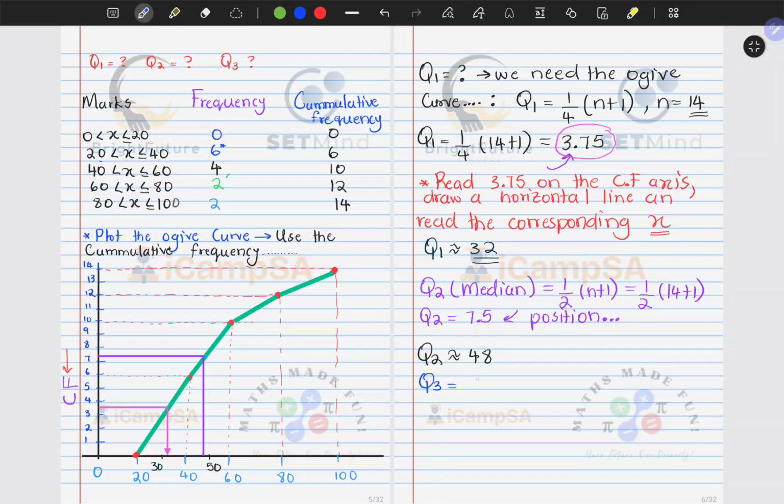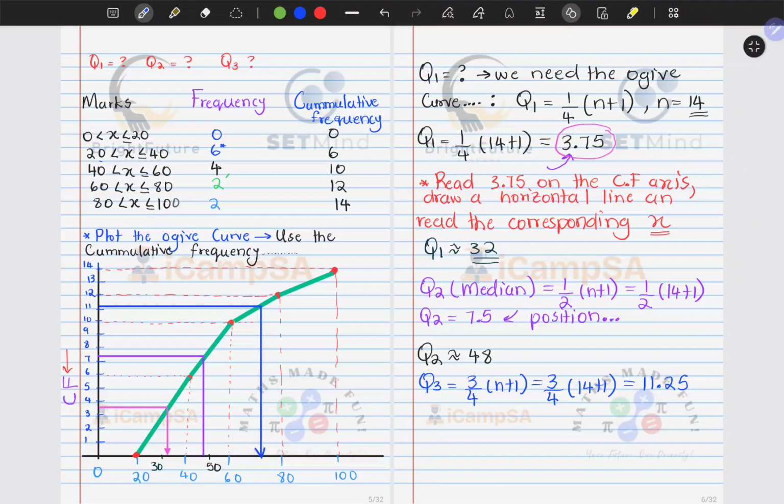So Q3, you know that it is given by 3 over 4 into n plus 1, which is 3 over 4 times 14 plus 1. And that is going to be, let's quickly do the calculation, 3 over 4 times 15. And that becomes 11.25. Okay. So I'm just going to go just above 11, somewhere there. And then I read the corresponding value down there.